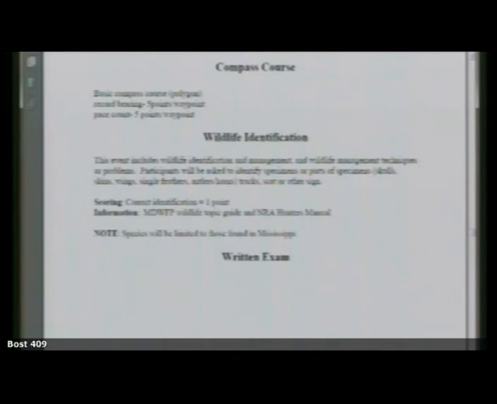Wildlife identification is the next event, and this includes wildlife identification and management, wildlife management techniques or problems. Participants will be asked to identify specimens or parts of specimens which may include skulls, skins, wings, single feathers, antlers, horns, tracks, scat, or any other sign. Correct identification is 1 point. Information consists of the Mississippi Department of Wildlife, Fisheries, and Parks Wildlife Topic Guide and the NRA Hunter's Manual. There will only be species offered that are found in Mississippi.